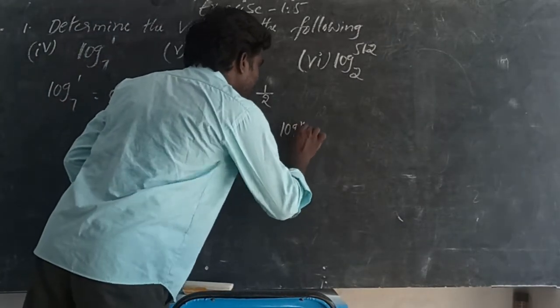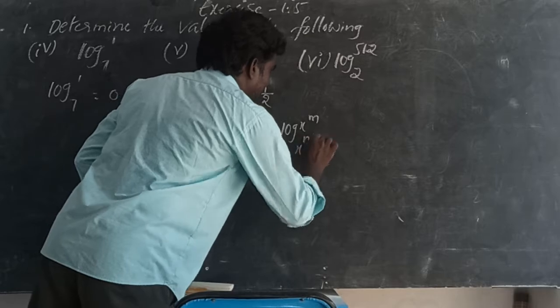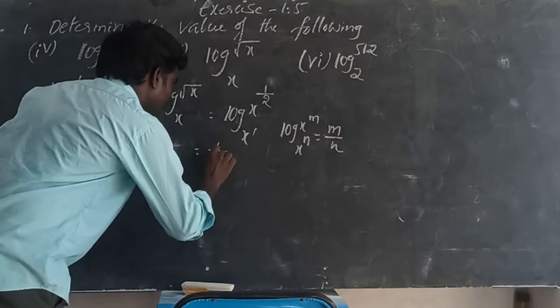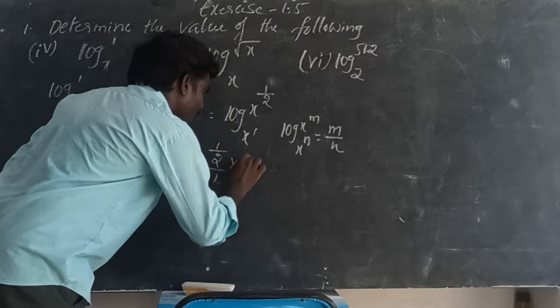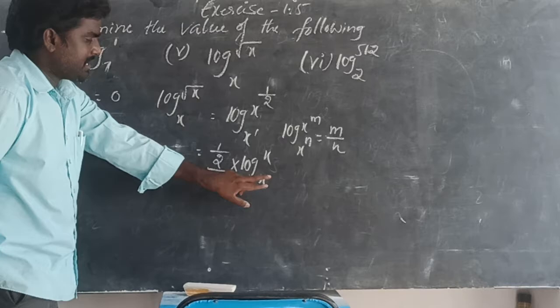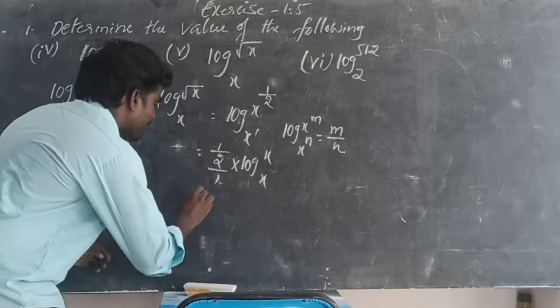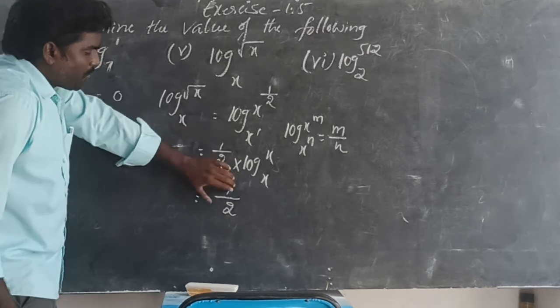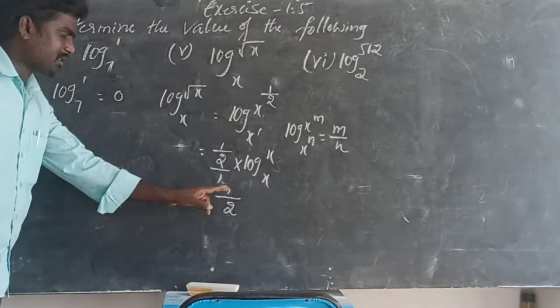Log x power m base x power n is equal to m by n. So that is 1 by 2 by 1 into log x base x. Log of any number with the same base, its value is 1. That is 1 by 2 by 1. Any number divided by 1 gives the same number. So its value is how much? 1 by 2.